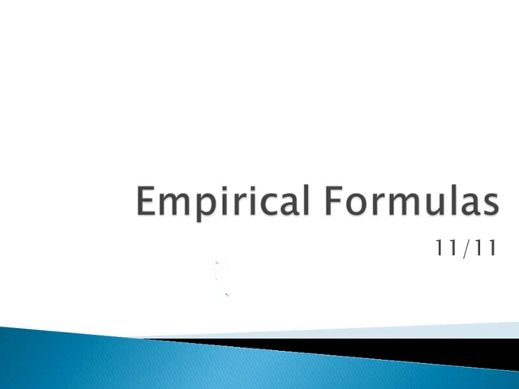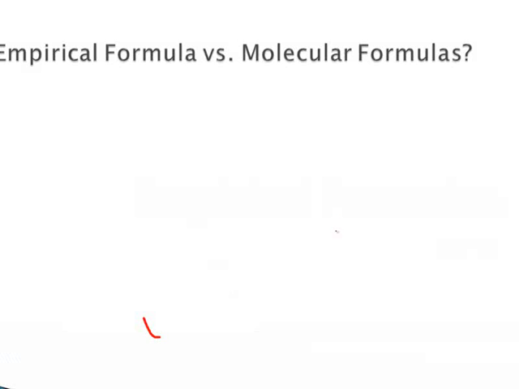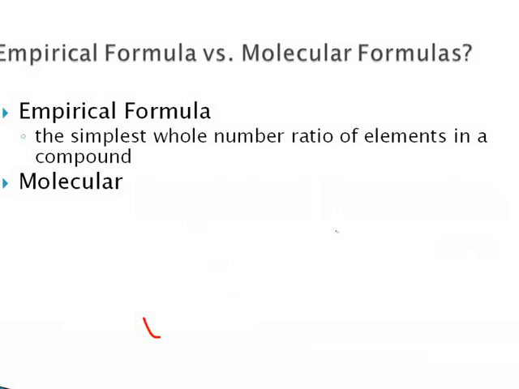Class, we're going to look at how to write empirical formulas for compounds. We talked a little bit about empirical formulas when we talked about the difference between ionic and molecular formulas. Remember, for ionic they were the simplest whole number ratio. Well, that's what an empirical formula is. So a definition of an empirical formula is the simplest whole number ratio of elements in a compound. And that's what an ionic formula is. It's the empirical formula. But a molecule can also have an empirical formula in addition to its molecular formula.